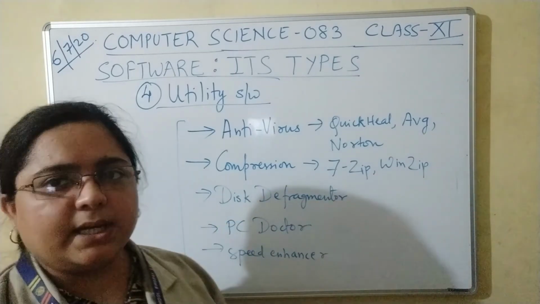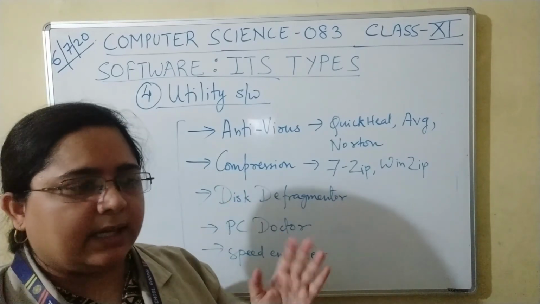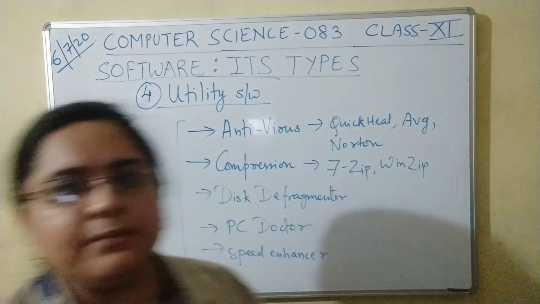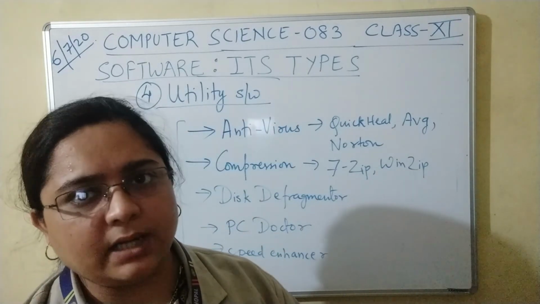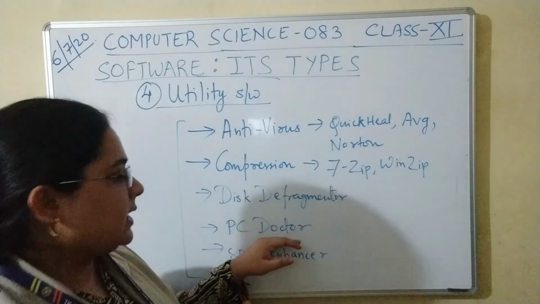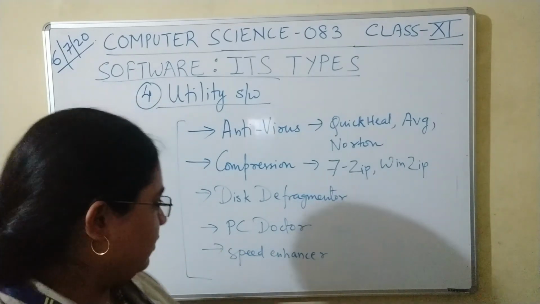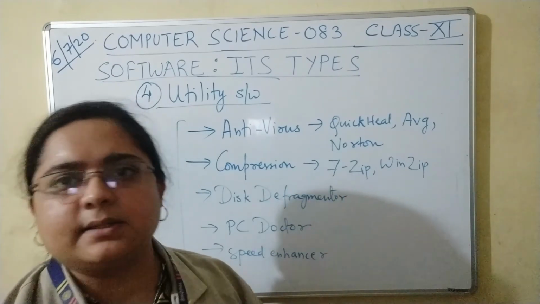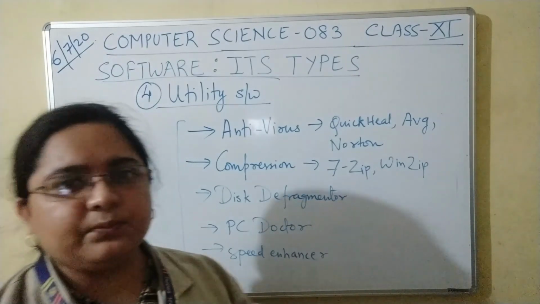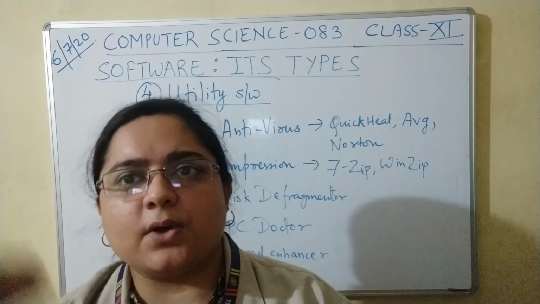Disk defragmenter is used for collecting scattered parts of the same file from your entire disk and compacting them at one location so that the amount of time required for accessing those files is reduced. PC Doctor, Speed Enhancer, and various other such softwares are there, which we would be taking up one by one in our dedicated sections for each of them.